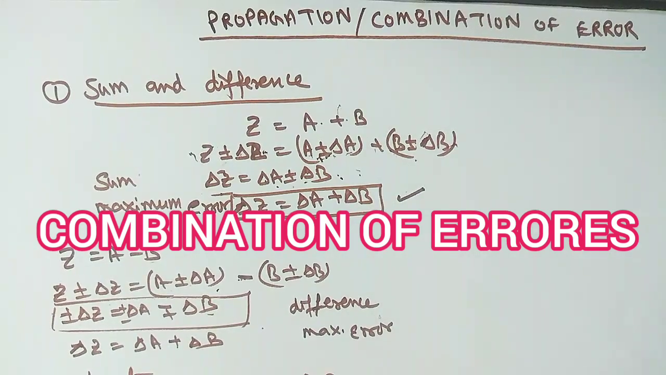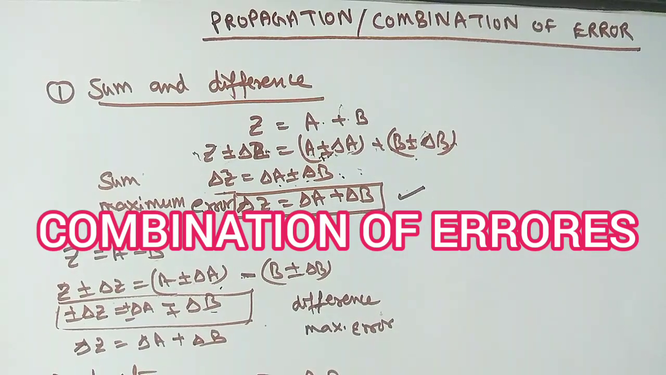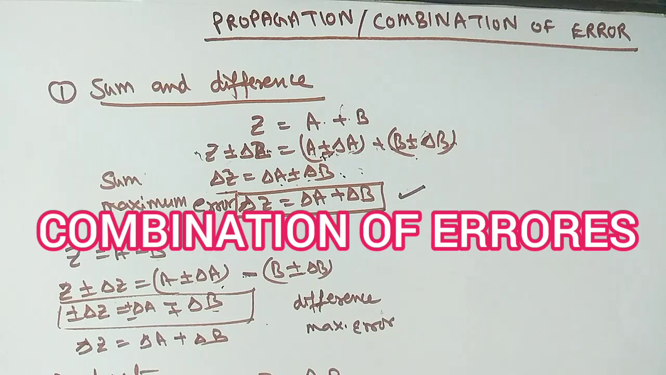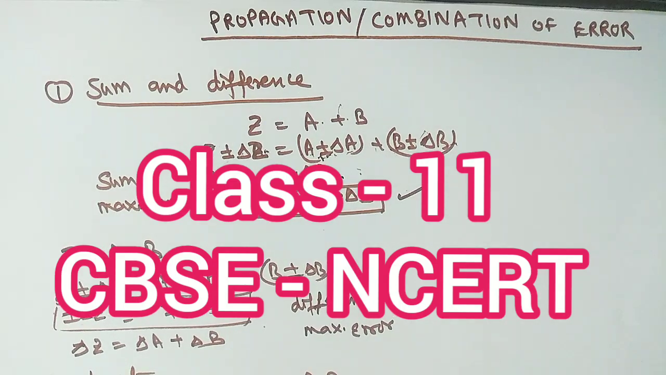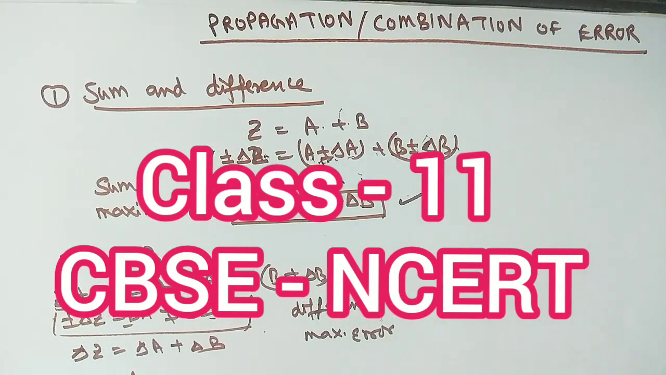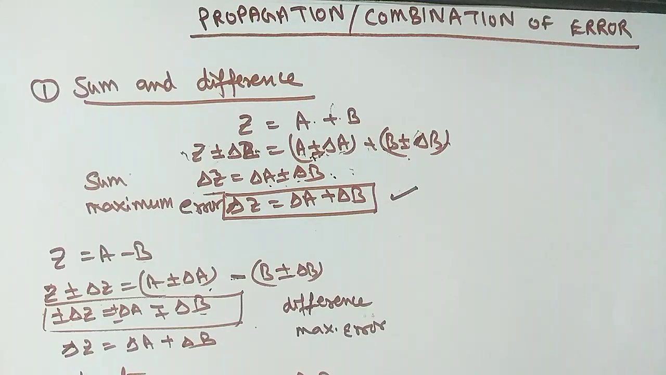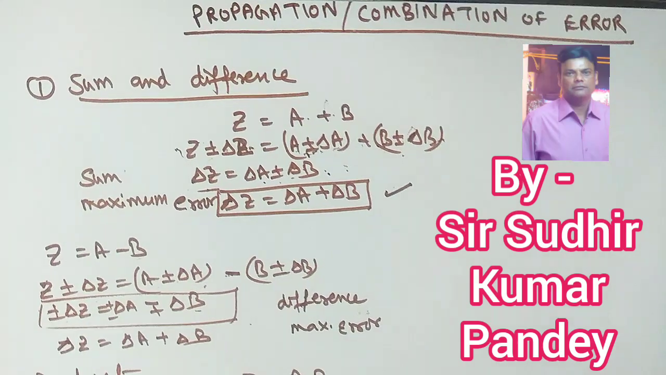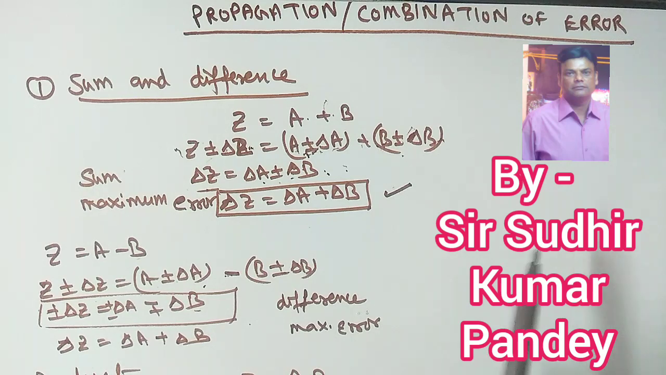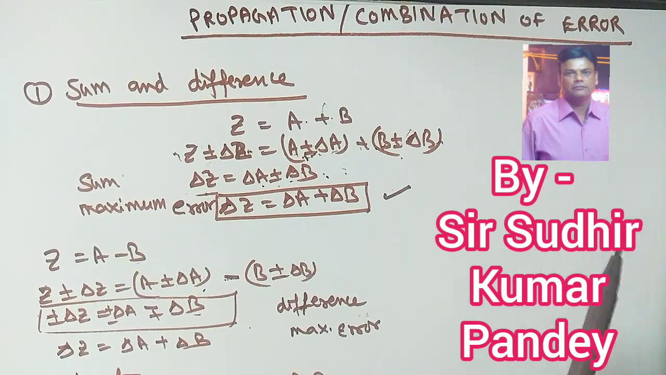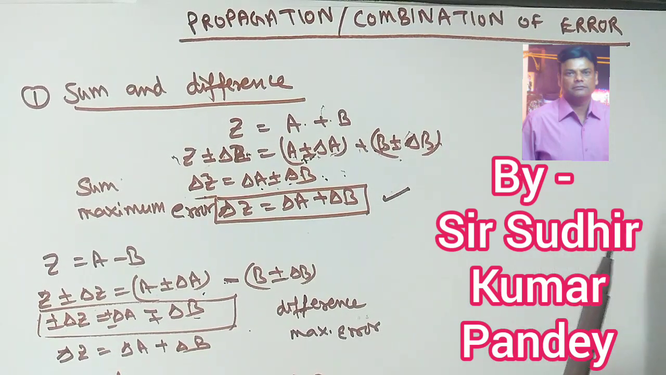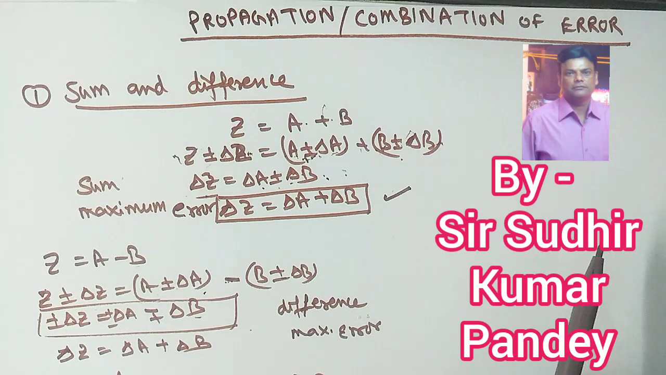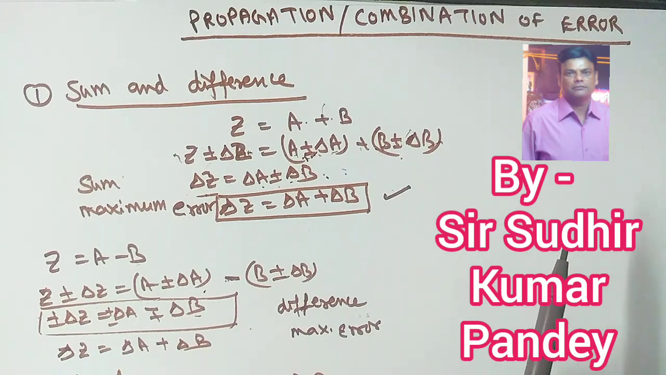Friends, in the last video we discussed error analysis and different types of errors. Now today we'll discuss the combination of errors. Actually, for calculations, some errors arise due to the sum, difference, or product of the given physical quantities. Now we'll take some cases to understand these.